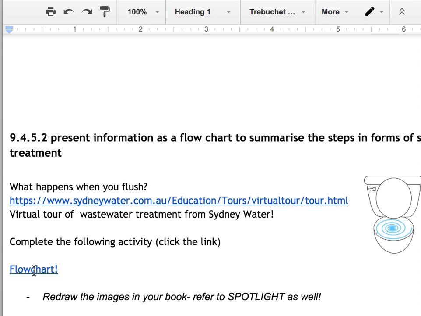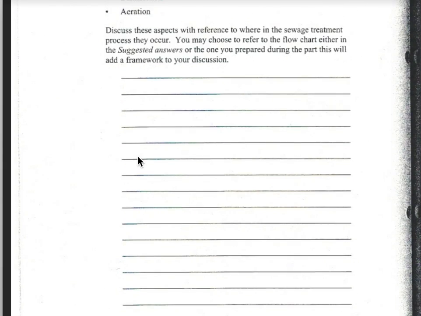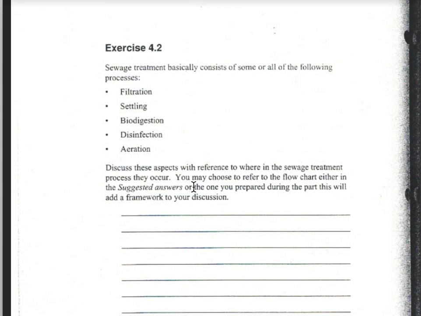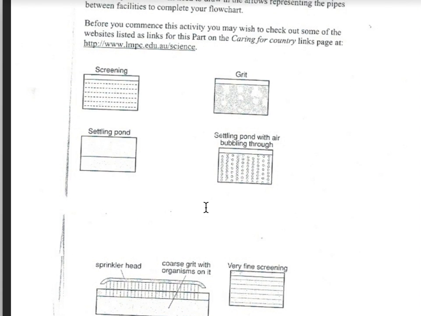the process. Here I've got a link to a worksheet which includes already prepared pictures that you can use in creating your flowchart, but there's also a question that asks you to discuss the different processes involved in treating sewage. That's for your process and present information dot point. If you do want a copy of this, come and see me and I'll get one for you.